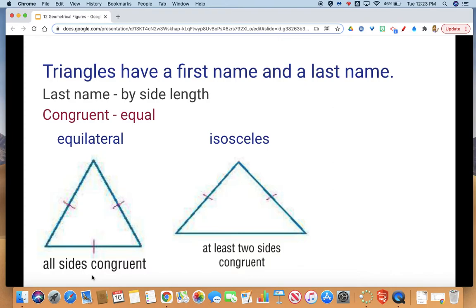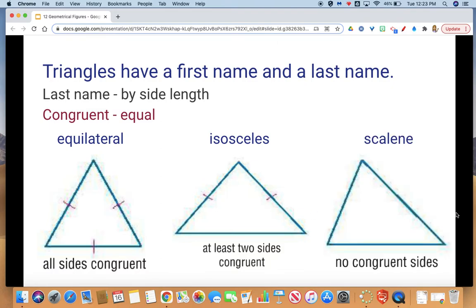In isosceles, you have 2 eyes, and an isosceles has 2 sides that are congruent. So here we can see the tick mark on 2 sides of our triangle telling us that those 2 sides are equal in length. Our last is scalene. Scalene is no congruent sides. So you can see that there are no tick marks indicating that any of our sides are the same in length. Pause if you need more time to write that down.